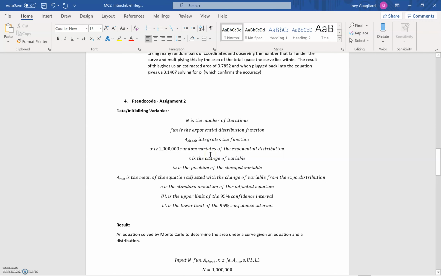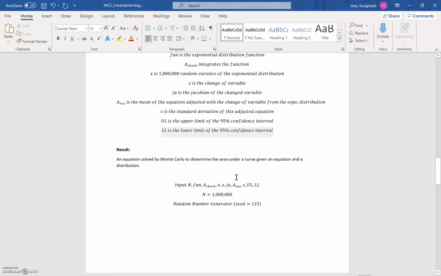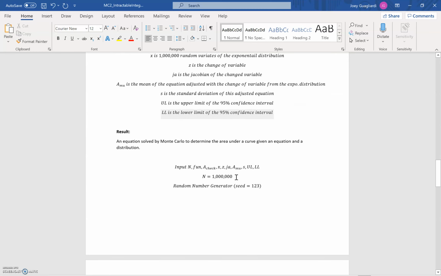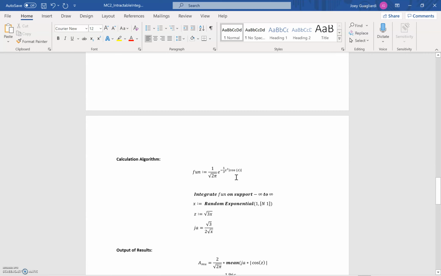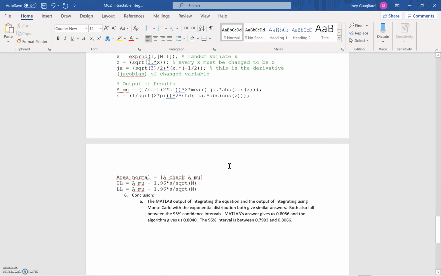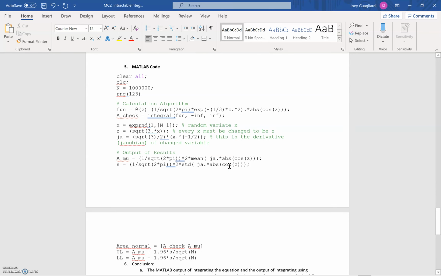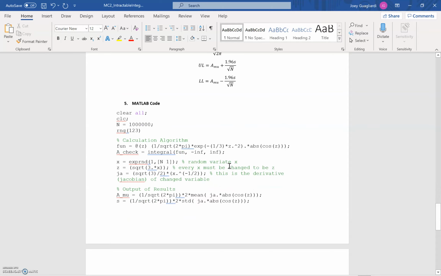So the second pseudocode assignment, I have the pseudocode here, and basically the result was to show how Monte Carlo can determine the area under a curve of an equation given a distribution, and you can use any distribution. For this example, we did a random exponential distribution. So I have both my pseudo and MATLAB code in here.